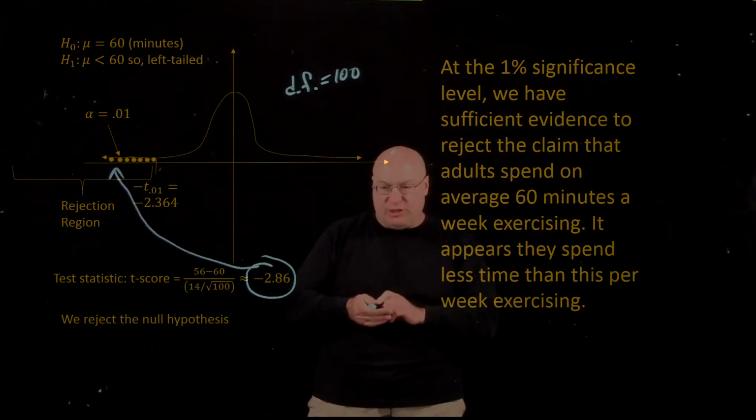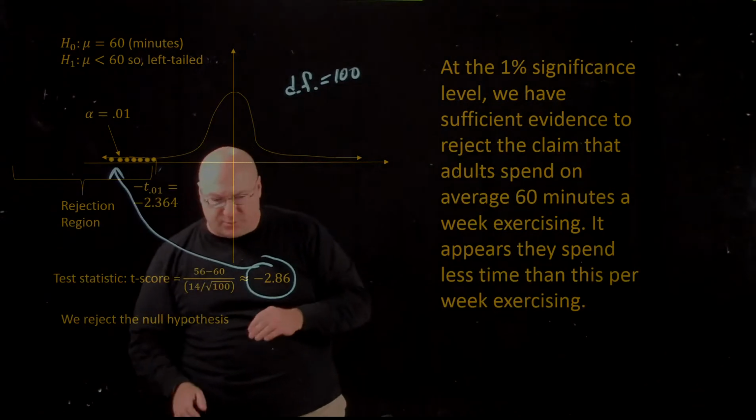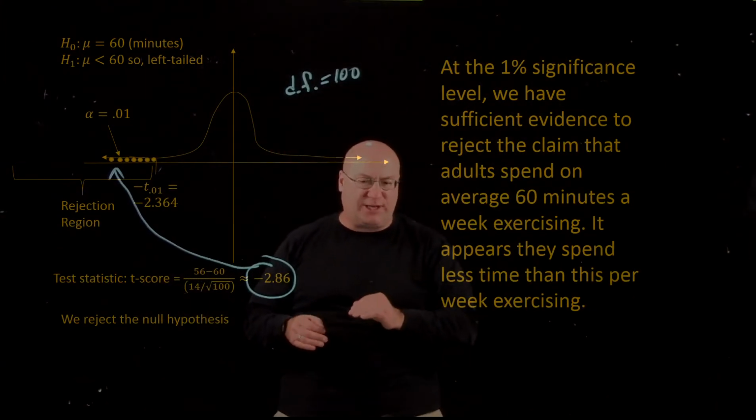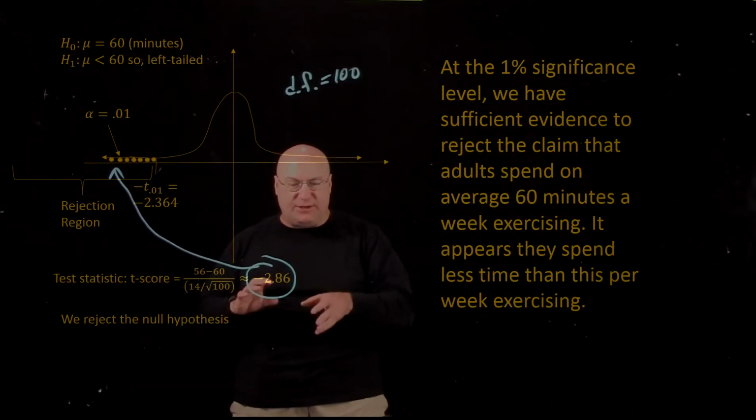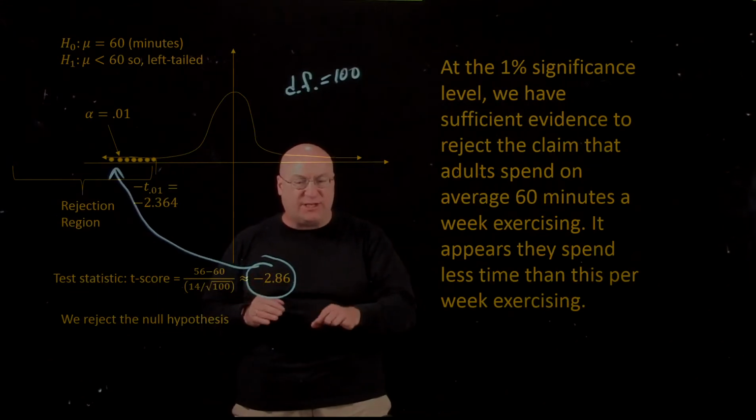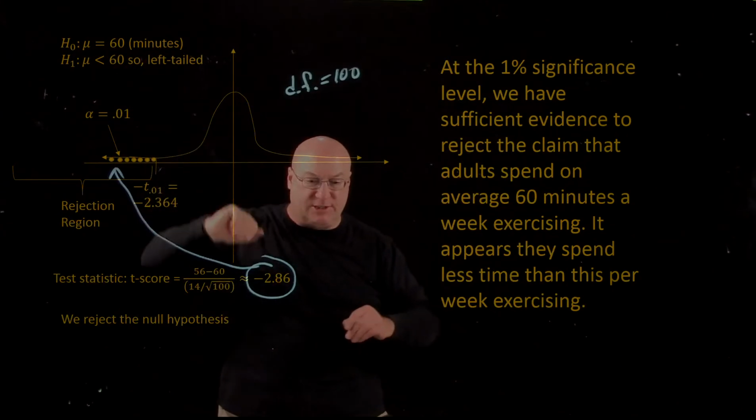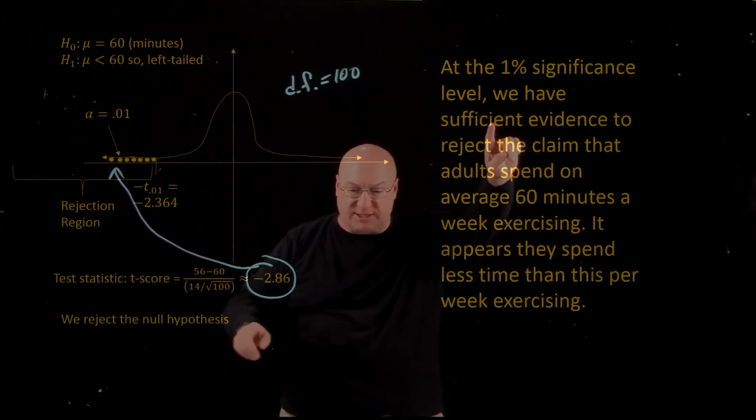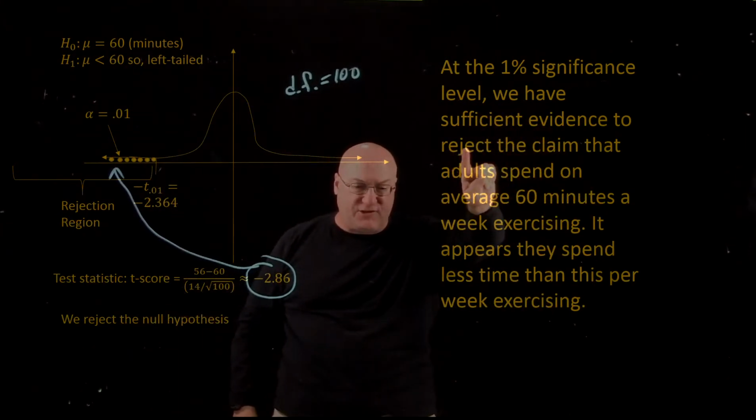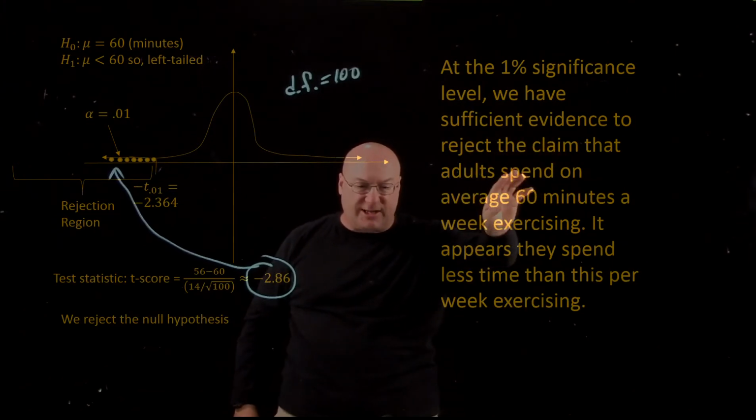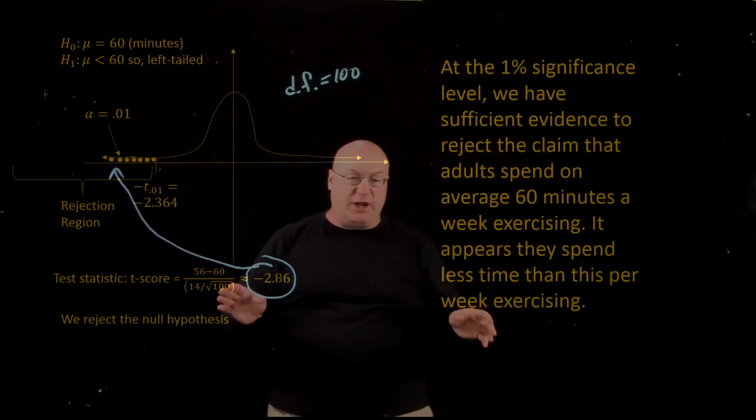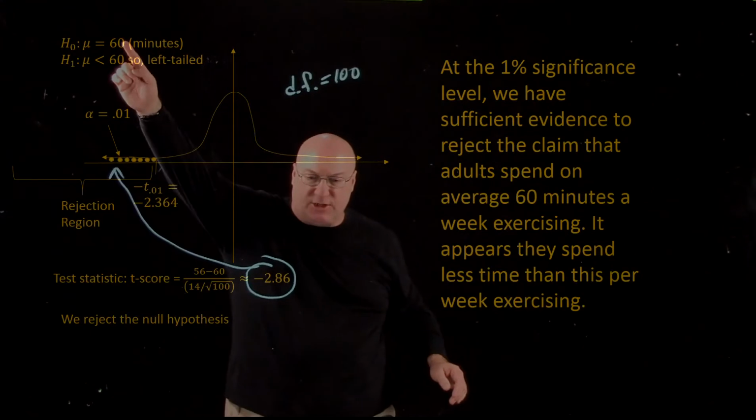What does it mean to reject the null? Remember, we always reject the null or fail to reject the null. Never do we speak in terms of rejection or failing to reject the alternative. The null is mu is equal to 60 minutes. So at the 1% significance level, since we're rejecting, we have sufficient evidence to reject the claim that adults spend on average 60 minutes. That's what the null says.